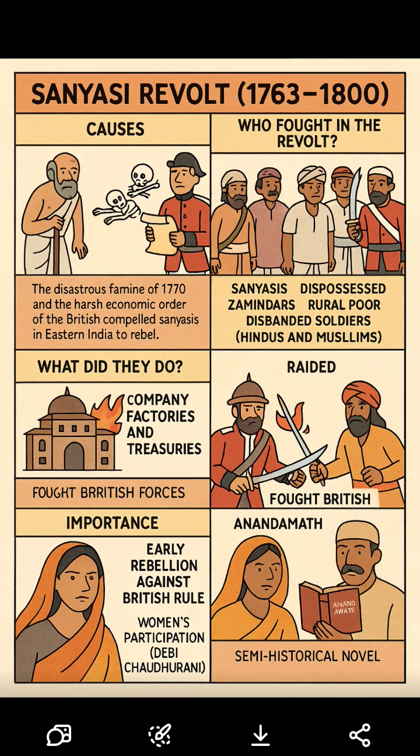Important note: the revolt had both Hindus and Muslims fighting side by side, showing unity against the British. What did they do? They raided and attacked British factories and treasury offices, fought battles with British soldiers, and tried to push the British out from their land.